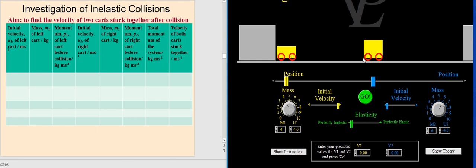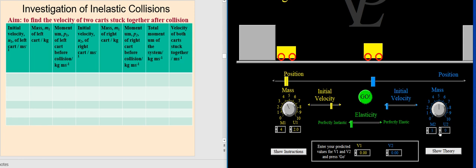This is going to be cart number 2 on the right-hand side. So if we put in for the initial velocity of the left-hand cart, we'll put that as 2, and we'll leave the mass as 4, and the mass of the right-hand cart, we're going to put in as 5, and the velocity we're going to have as 0 to begin with.